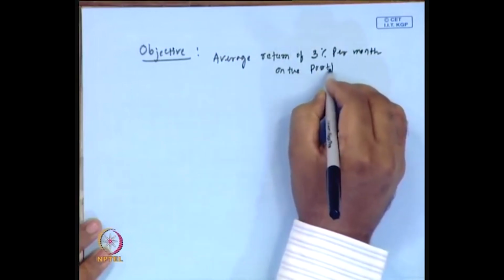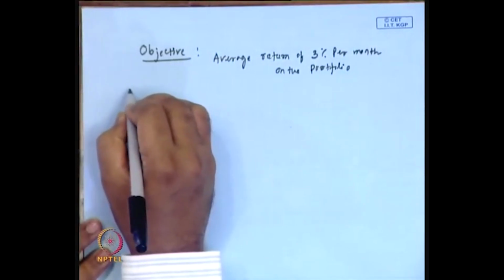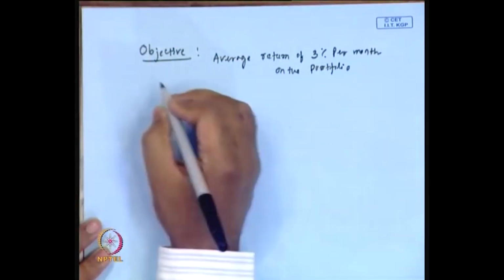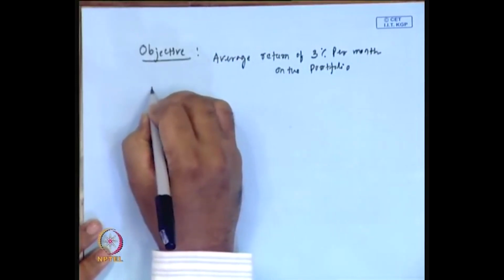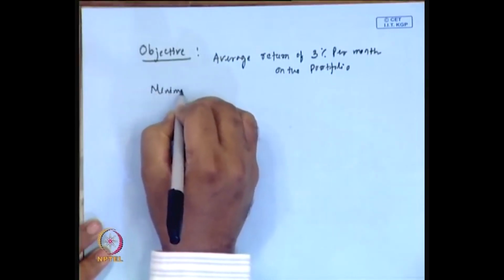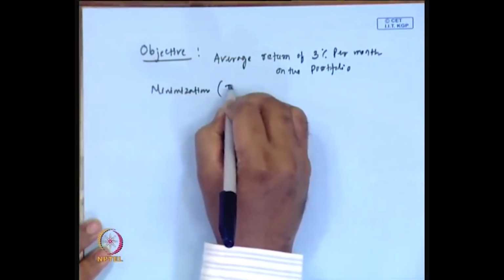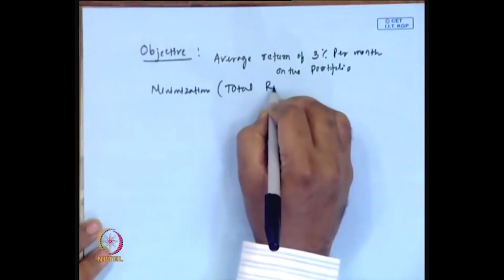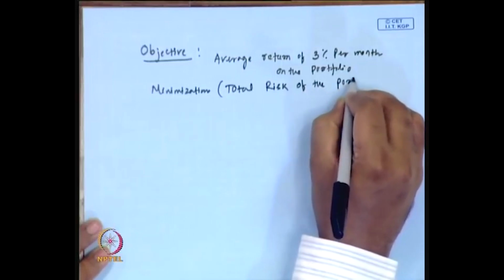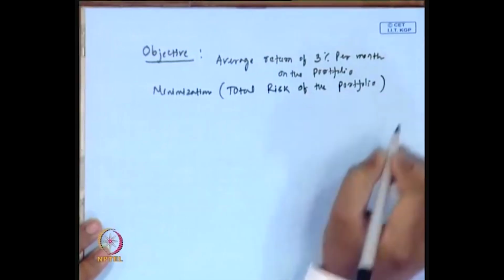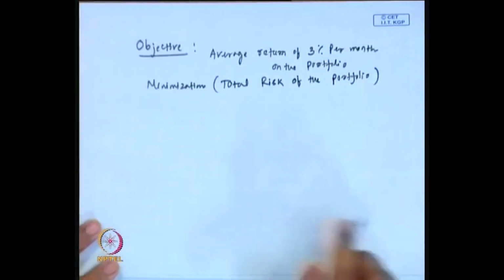This is his objective, and another thing is that he wants to do the minimization of risk, minimization of total risk of the portfolio. The total risk of the portfolio should be minimized. So, because of that we can find out the objective function.